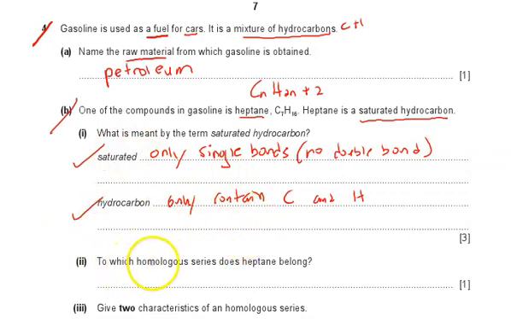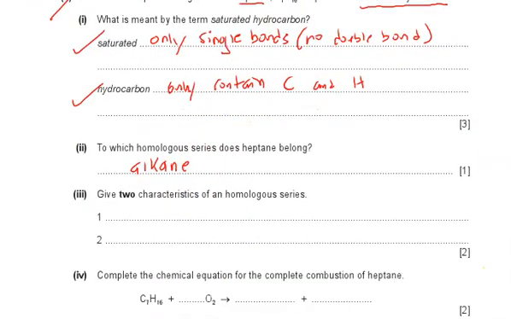Okay, to which homologous series does heptane belong? So it belongs to alkane, A-N-E. Make sure it's not E-N-E. Alright, so we move on with the next one.